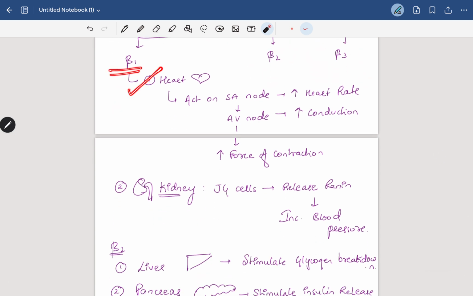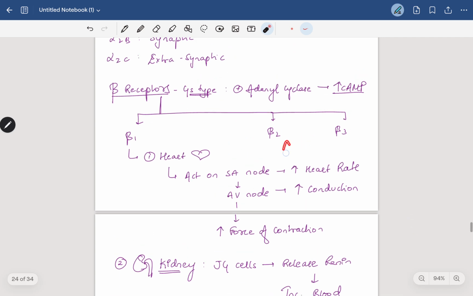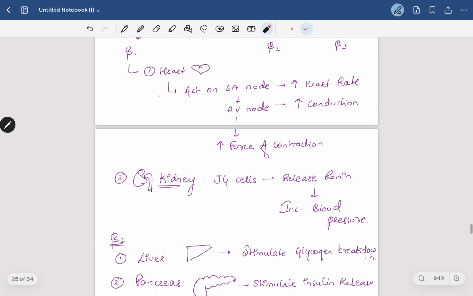Beta 1 is present on the heart and it is also present on the kidney. What does it do? On the heart, it will act on the SA node. It will cause an increase in heart rate. Why? Because I told you that it is an excitatory type of receptor because of the presence of GS type of GPCR. It will act on the SA node, increasing heart rate. It will act on the AV node. Therefore, it will increase the conduction, and it will overall lead to an increase in force of contraction.